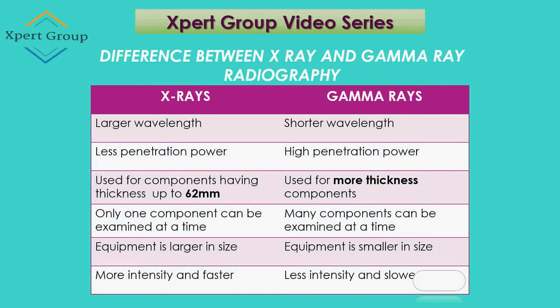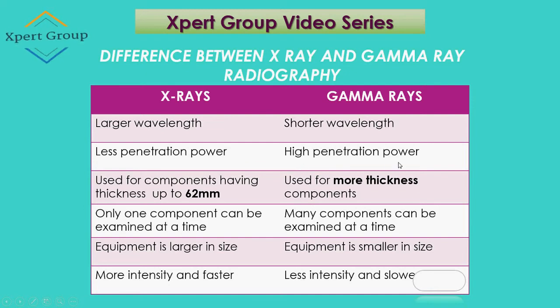Now, as I explained earlier, we use X-rays and gamma rays in radiography. There are some differences between X-rays and gamma rays. The differences are as follows. X-rays have a larger wavelength as compared to gamma rays, which have a shorter wavelength. X-rays have lesser penetration power as compared to gamma rays, which have high penetration power.